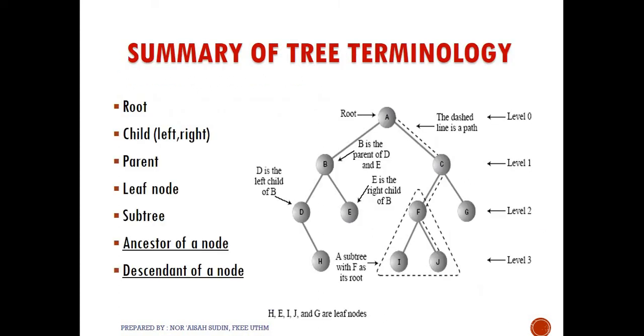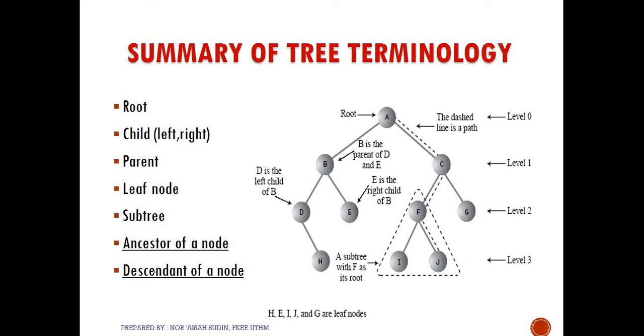Okay, summary of tree terminology. You need to be familiar with the terms: root, child, the left child. Who is the left child of A? B. Right. Parent: who is the parent of D? B is the parent of D. Leaf node: you need to remember the interior and the exterior node. The nodes without children. In this case, H, E, I, J, and G have no children. This is known as a leaf. What about the subtree? You already know, this is the subtree.